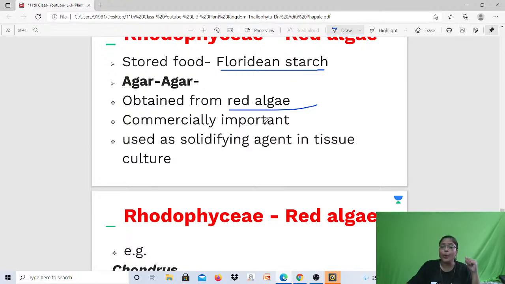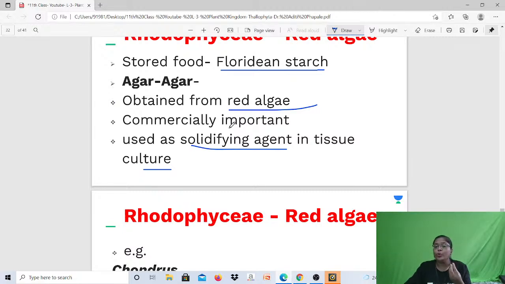It is commercially important. Why commercially important? Because it is used as a solidifying agent in tissue culture techniques. Those who work in laboratories, researchers, M.Sc. students, Ph.D. students, scientists, whoever does tissue culture, whether plant tissue culture or animal tissue culture, understand? They grow different plant cells or animal cells in nutrient media.